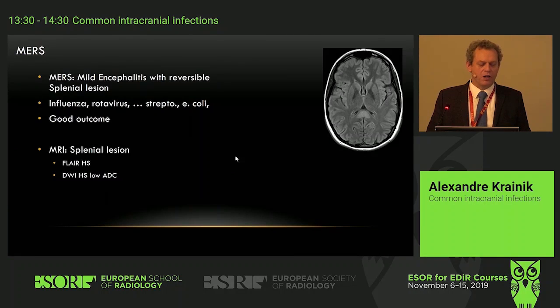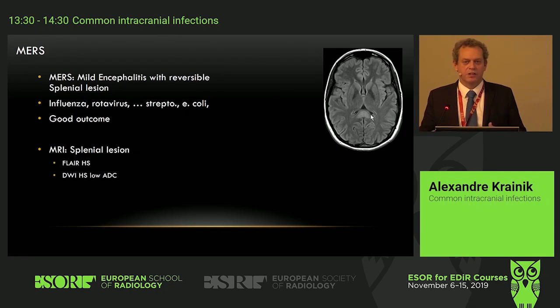Okay, something maybe you know is the MERS. MERS is a mild encephalitis with reversible splenial lesion. It's something you have to see once in your life, and maybe you have seen it already before. It's this little hyperintensity usually in the posterior part of the corpus callosum, in the splenium. It can be quite edematous with a hyperintensity on T2, but it's not always very clear on T2 or FLAIR, and usually it occurs after a viral infection, but also after other bacteria.